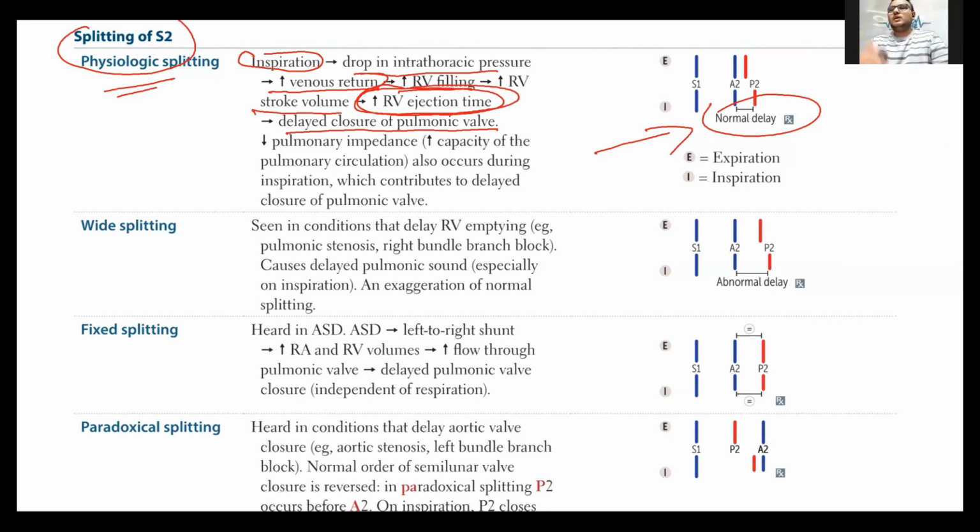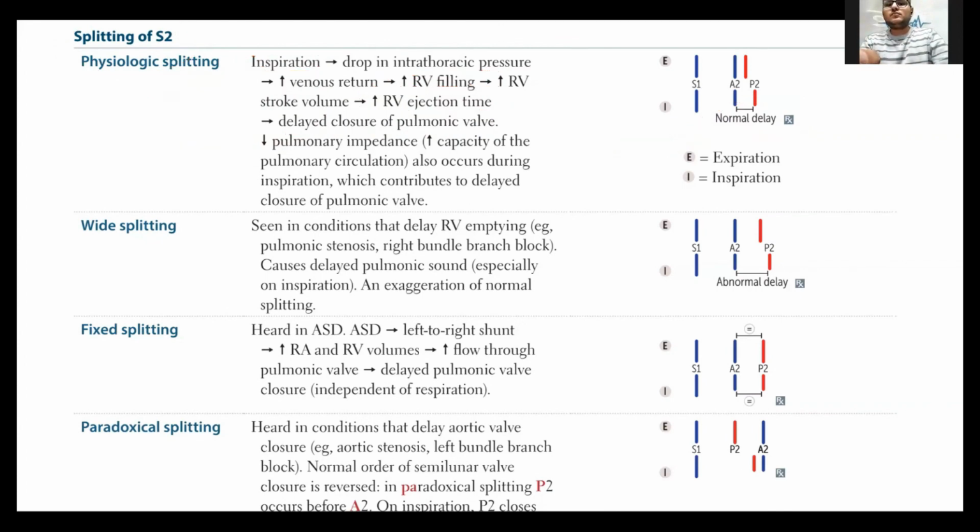Okay, why? Because due to increased venous return during inspiration, the pulmonic valve closes late because of increased right ventricular ejection time. Okay, so there is also a decreased pulmonary impedance, which is the capacity of the pulmonary circulation during inspiration. So what happened during inspiration? Pulmonary circulation capacity is increased. Okay, so it further contributes to the pulmonic valve closing later. A delay must happen. Okay, so in simple summary, what is physiologic splitting? The physiologic splitting is a normal delay between the aortic and pulmonic valve closure. It means first there is the closure of the aortic valve, and then there is the closure of the pulmonic valve.